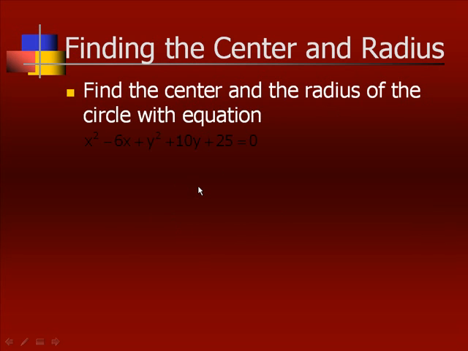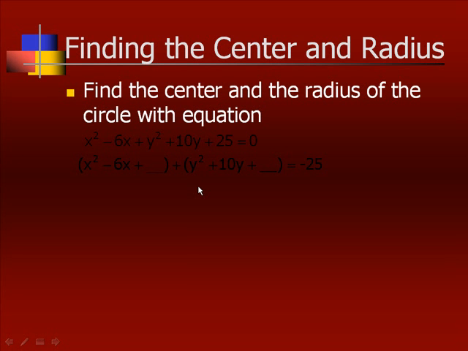Now, this one's a little bit different. This time they're giving you the big equation, and they're asking you to find the center and the radius. So what we're going to do is rearrange so that we get x² − 6x + something, and then we're going to group the y's: y² + 10y + something, and go ahead and move the −25 over to the other side.